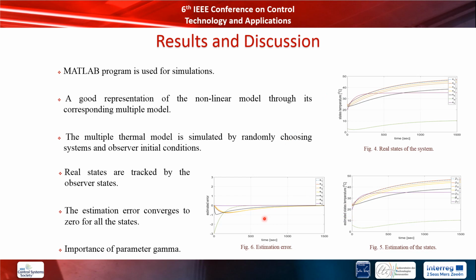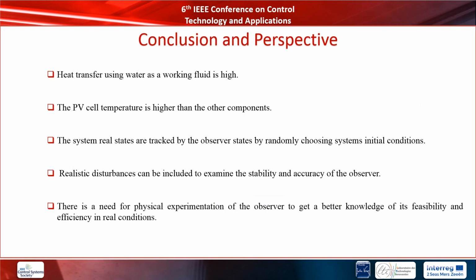Figure 6 illustrates that the estimation error converges to 0 for all of the states, thus displaying the effectiveness of the proposed scheme. The estimation error converges to 0 even if the initial conditions for the observers are changed. Here the parameter gamma can help us in this case. Heat transfer using water as a working fluid is high compared to air. It is obvious that the temperature of the PV component is higher than the other components.